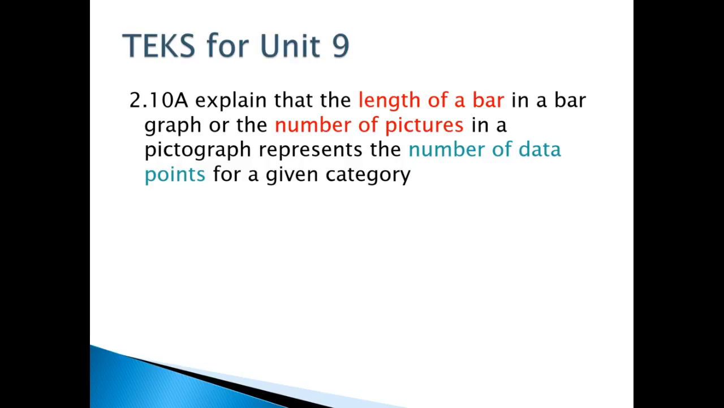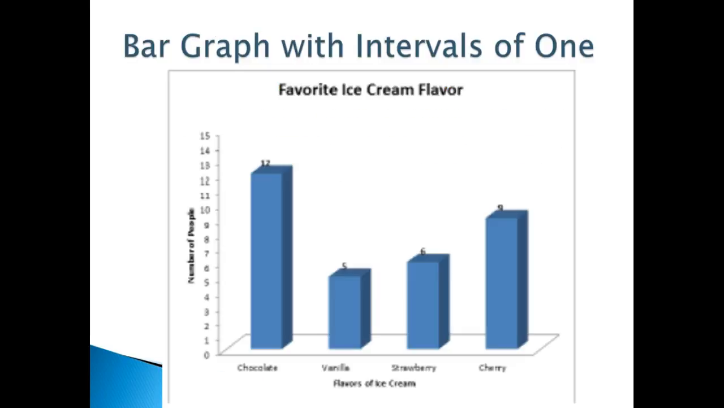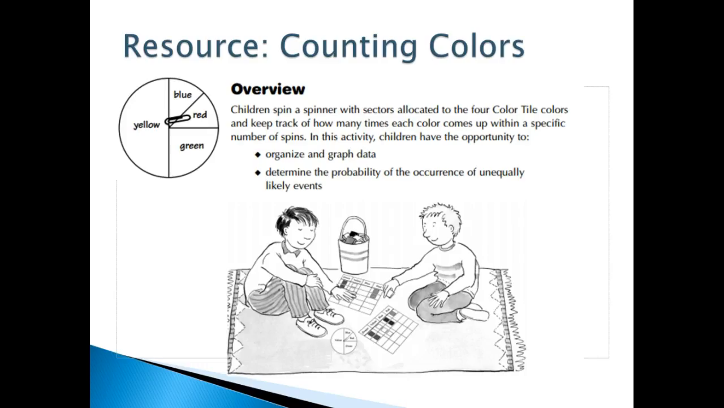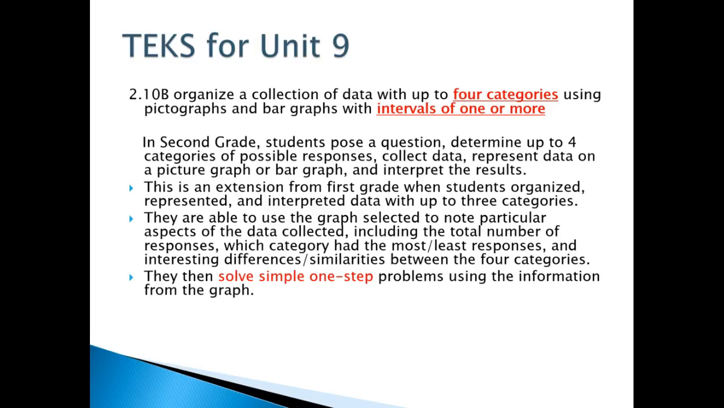So now that you know what first grade is learning, 2.10a, explain the length of the bars, and now we're explaining it, giving examples of what that means, or the number of pictures in a pictograph, and how that represents the number of data points for a given category. In bar graphs, you will be using intervals of 1, and here's an activity that you could use for that.